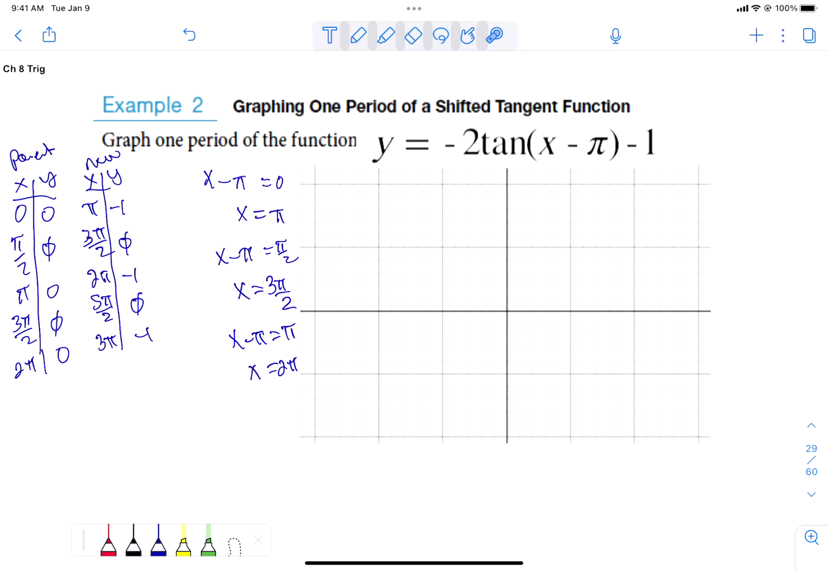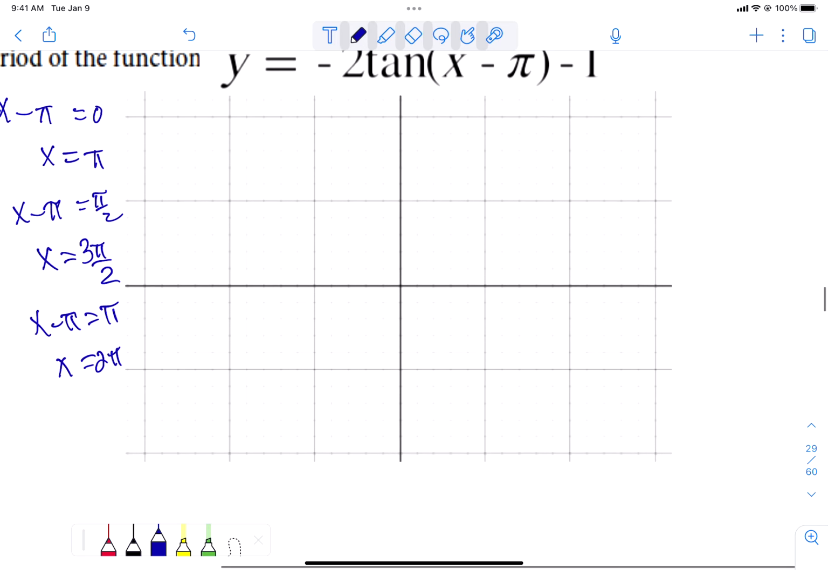Now, we do have to account for what the negative 2 does. For a tangent, the 45s, or halfway between zeros and the asymptotes, go up 1, down 1 to make that shape. But now the negative 2, the negative flips it, and the 2 stretches it out. So it's going to flip and stretch, okay? But I'll show you as we go.